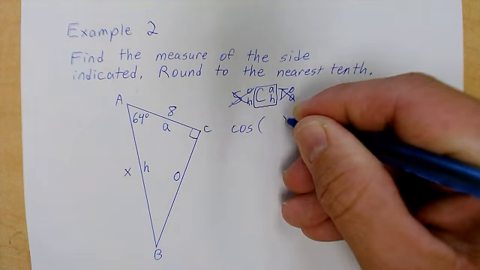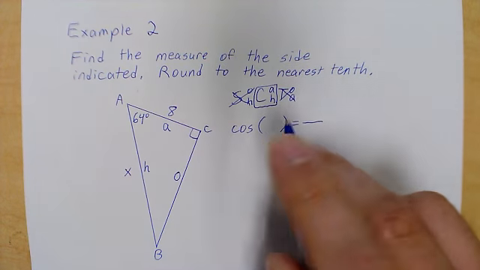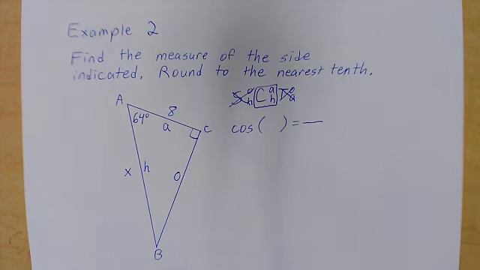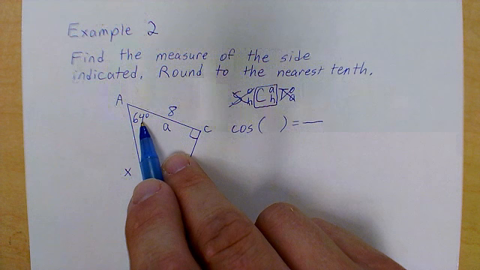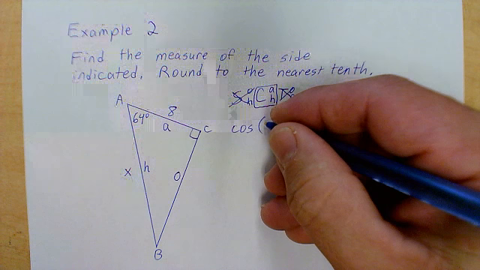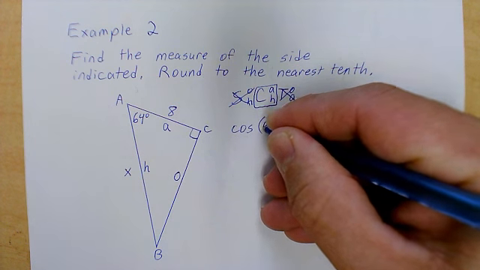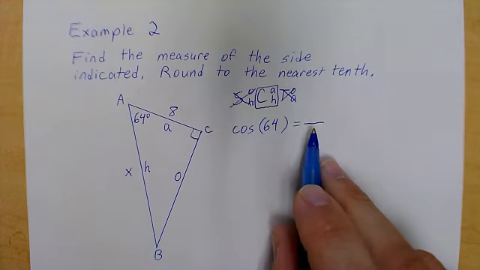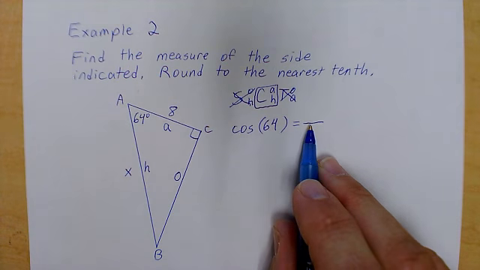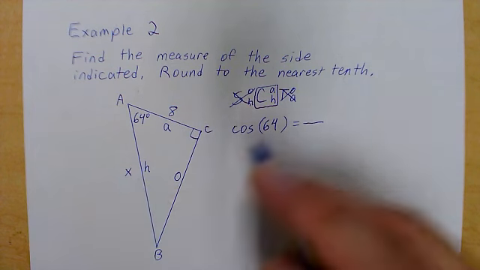It'll be cosine of my angle, and it'll equal the ratio adjacent divided by hypotenuse. Now I'm going to go ahead and get started with filling things in. Go ahead and put in your angle of 64 degrees. Now we need to make our ratio of adjacent divided by hypotenuse, which will be 8 divided by x.